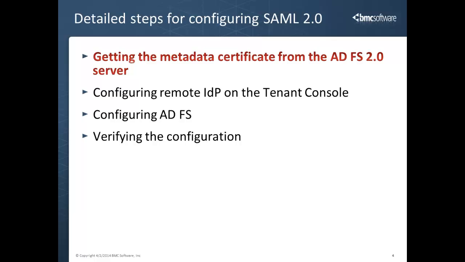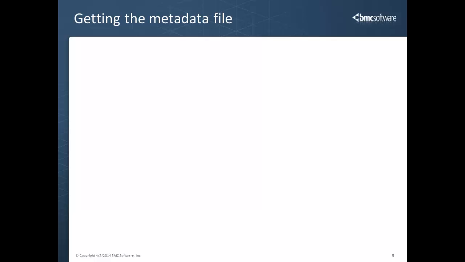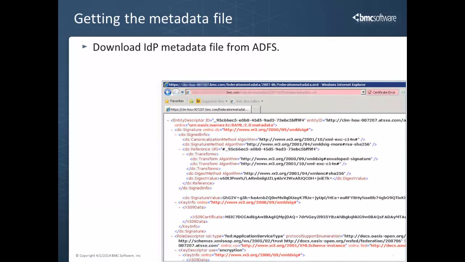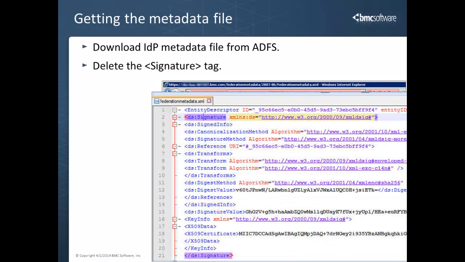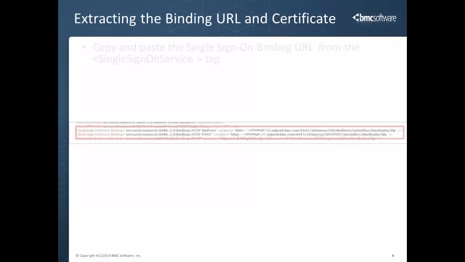The first step is to extract the ADFS certificate from the metadata file. For this purpose, open the IDP metadata file on the ADFS server and copy the file content into a new federation metadata.xml file on your computer. Delete the signature tag and the SPSSO descriptor tag from the file.